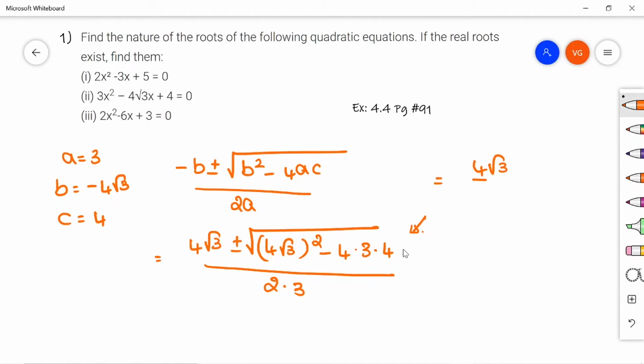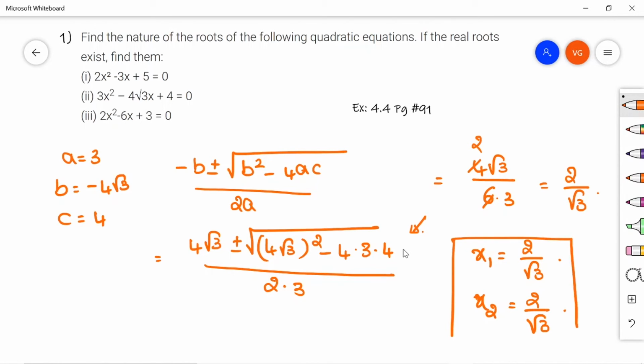4 root 3 divided by 6 here. So that is nothing but 2 and 3. This you can write as 2 by root 3, right? So these two roots are 2 by root 3 and 2 by root 3. So x1 is equal to 2 by root 3 and similarly x2 is also equal to 2 by root 3. So both the roots are equal and these are the real roots.